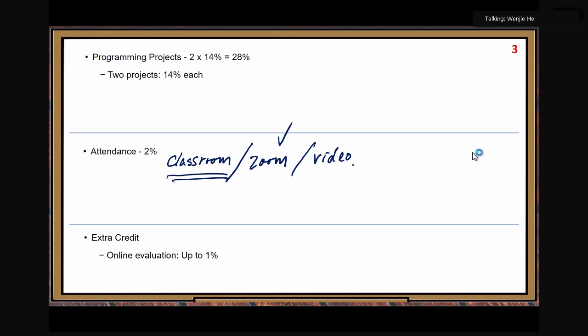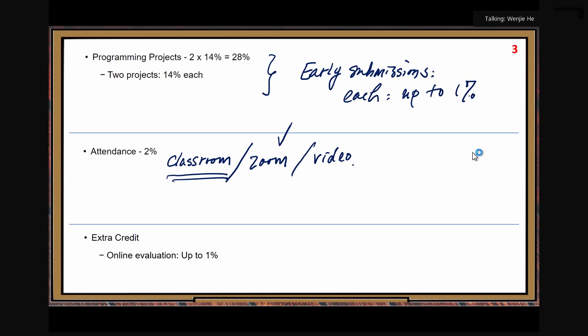Then there is another extra credit I may think about, because for these two projects, we will have two programming projects. So you have another chance to earn extra credit: early submission, because I encourage you to submit early. For each early submission, you can earn up to 1%.